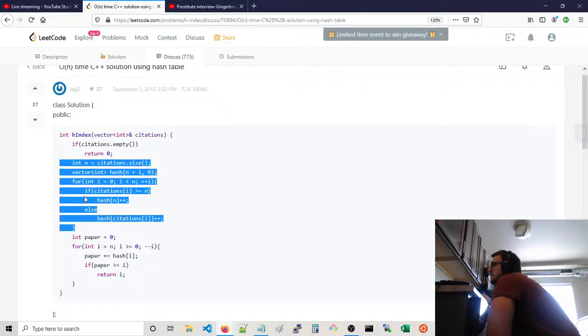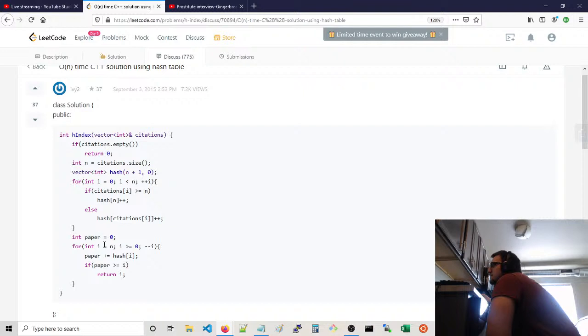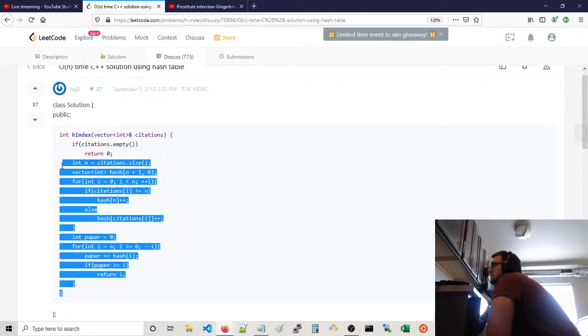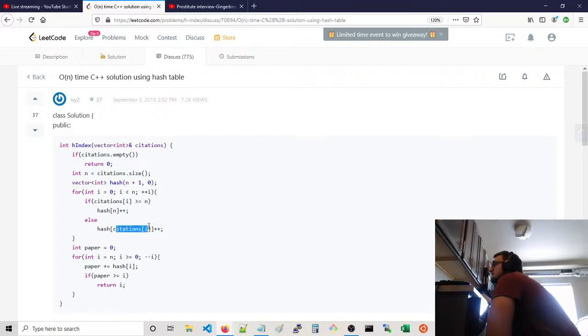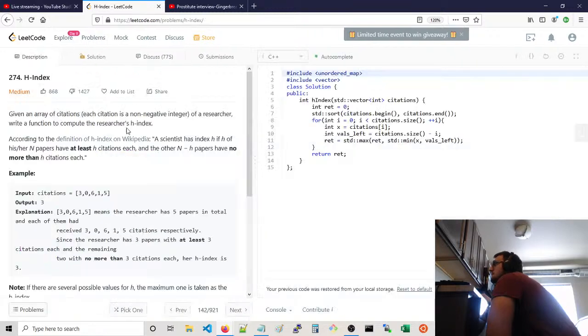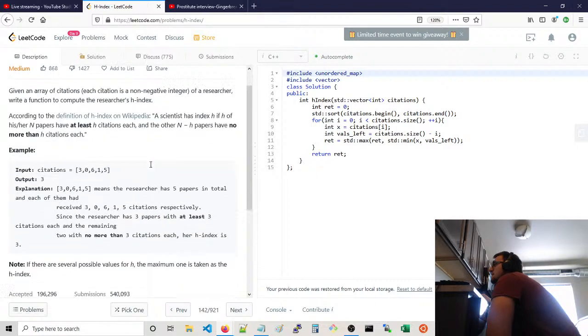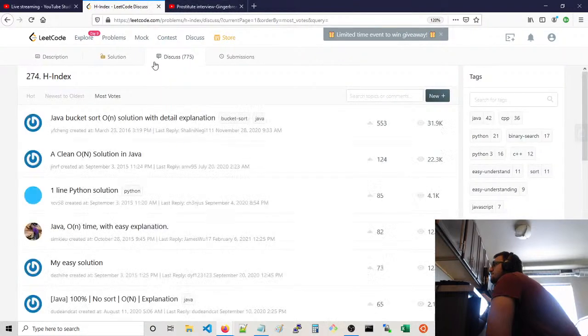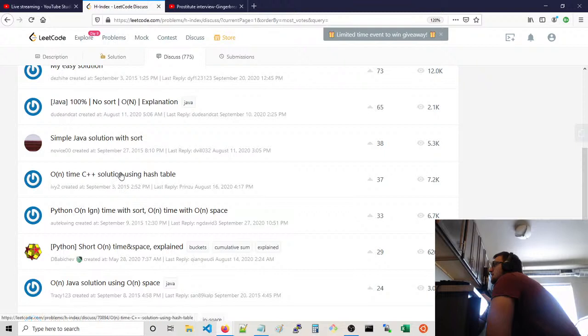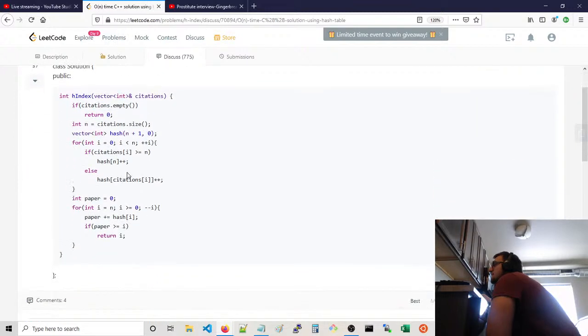What is going on here? Paper equals 0. Go backwards now. Paper increment by the hash of i. I feel like this is just like another counting sort. It's effectively a counting sort. That's what I'm seeing here. This is like a counting sort kind of a thing.